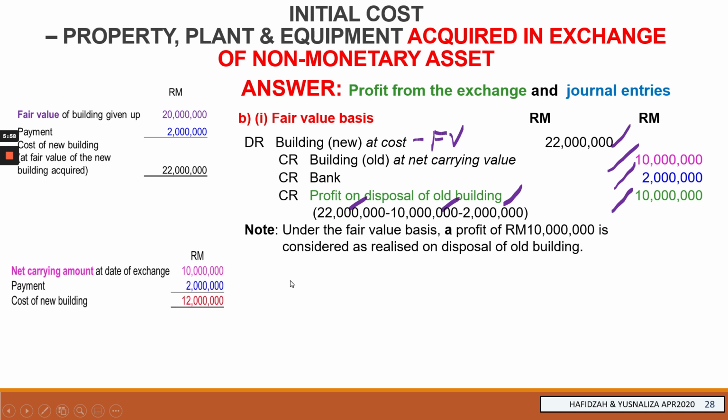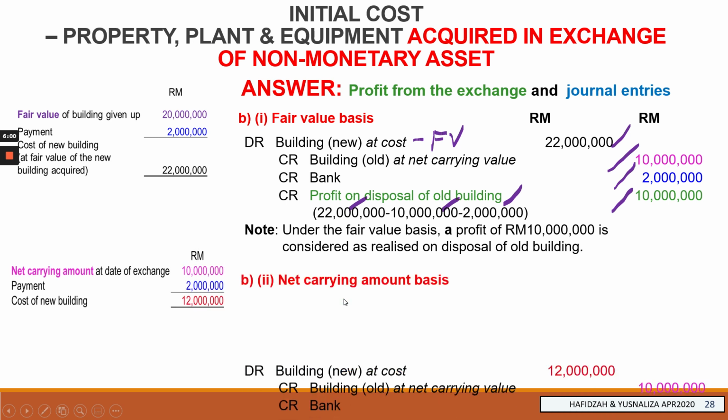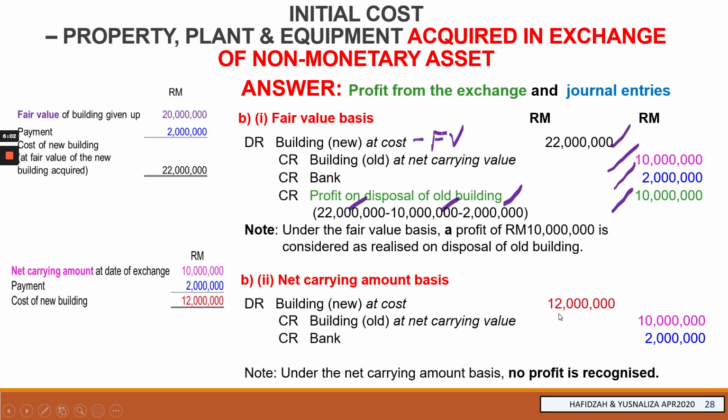The second part is the one under the net carrying amount basis. No profit is recognized. The building, which is the new building at cost, would be 12 million. The 12 million is the net carrying amount of our building plus the payment that we are required to pay.